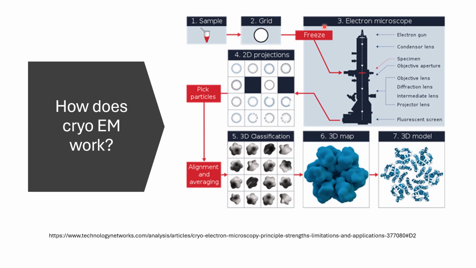Next, the vitrified sample is placed onto the grid and transferred to the cryo-electron microscope where it is maintained at extremely low temperatures to preserve sample integrity. The microscope is calibrated and aligned and data acquisition begins. An electron beam is directed at the sample, producing a series of 2D projection images from different angles. These 2D images are processed to correct for artifacts and improve the signal to noise ratio.